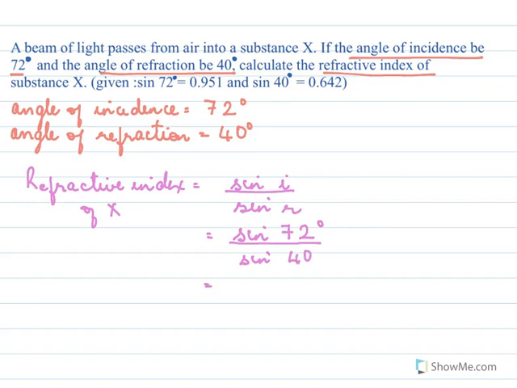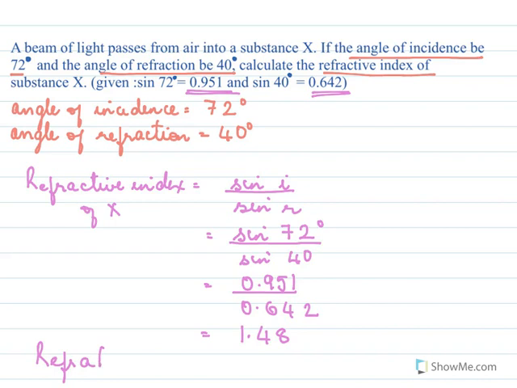Now the values have been given here. Sine of 72 is given as 0.951, and sine of 40 is 0.642, and when you divide this you get the answer 1.48. So the refractive index of X equals 1.48.